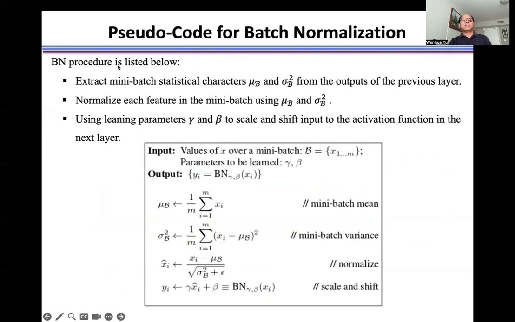Batch normalization procedure is listed below. First, extract mini-batch statistical characteristics, mu and sigma square, from the output of the previous layer. And then normalize each feature in the mini-batch, using mu and sigma square as a reference. Finally, use learning parameters gamma and beta to scale and shift the input to the activation function in the next layer. Details are shown here.